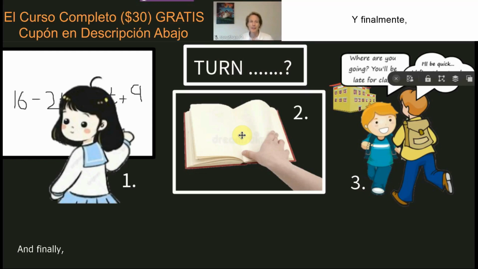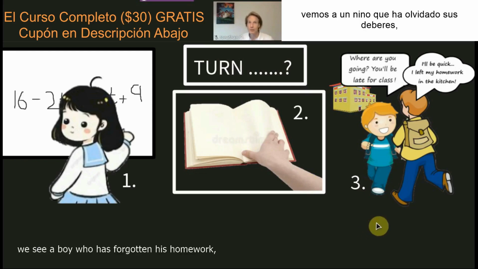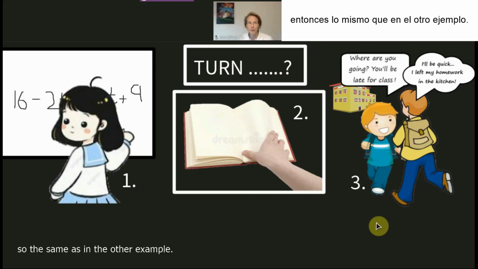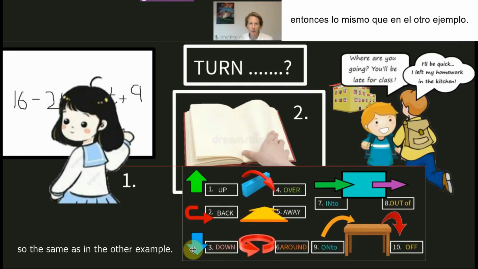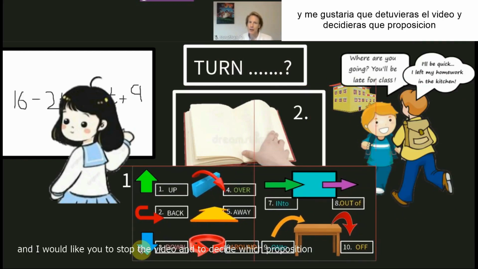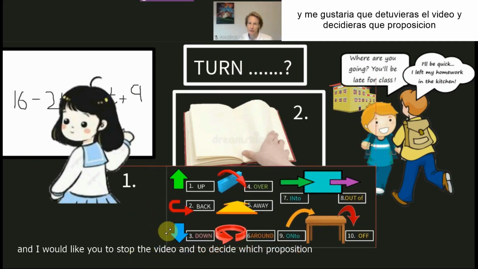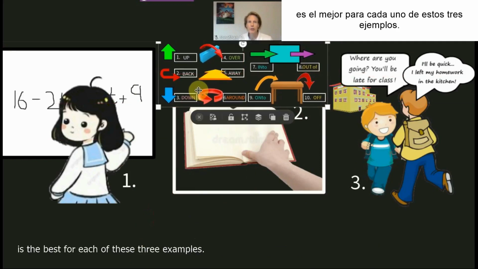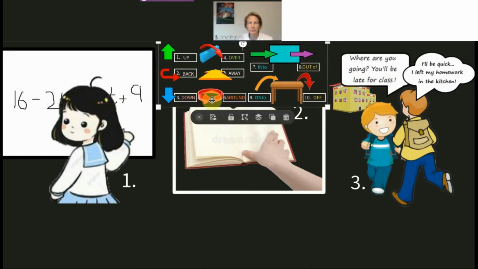Okay, and finally, in the third case, we see a boy who has forgotten his homework and he has to return to his house to take his homework. Okay, so the same as in the other example, I'm going to give you this diagram and I would like you to stop the video and to decide which preposition is the best for each of these three examples. Okay, are you ready?